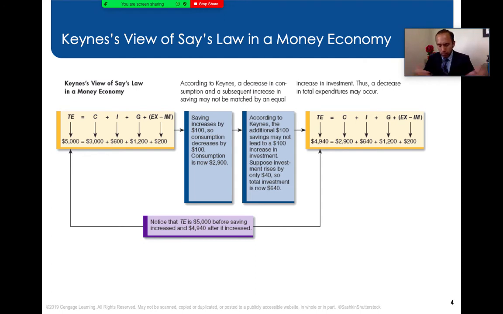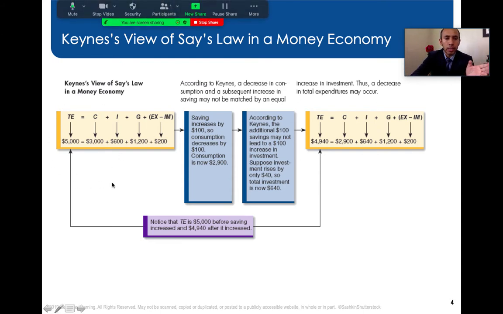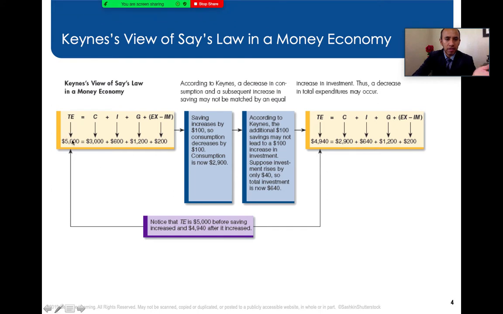Keynesian was a little bit more critical, more applicable to things that could happen. If you save $1,000, you may not necessarily increase investment by $1,000. There are other different factors. So here we have the total expenditure model on the left side of the screen. Total expenditure is $5,000. Out of those $5,000, $3,000 come from direct consumption, $600 come from investment, $1,200 come from the government, and $200 come from the international sector.